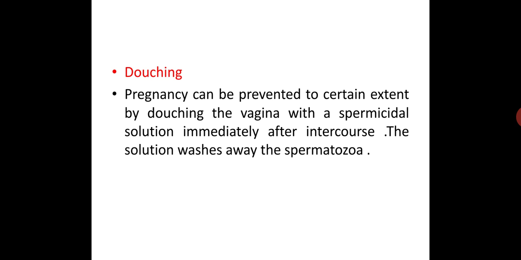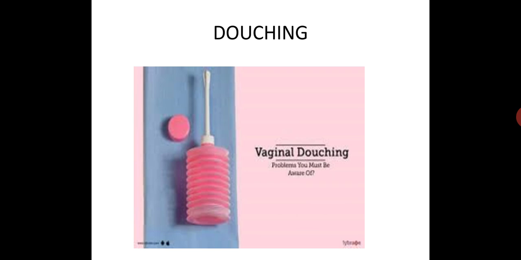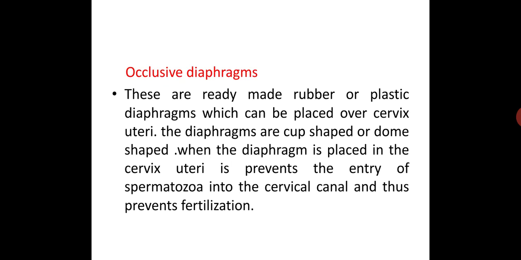Douching. Pregnancy can be prevented to a certain extent by douching the vagina with spermicidal substances immediately after intercourse. This solution kills or washes away the spermatozoa. This is what is called douching. The chemical is used during vaginal douching.